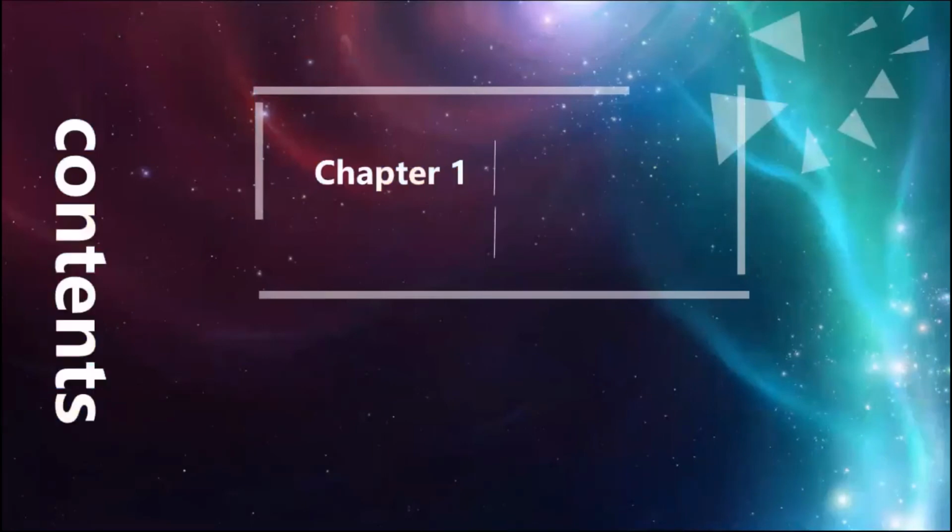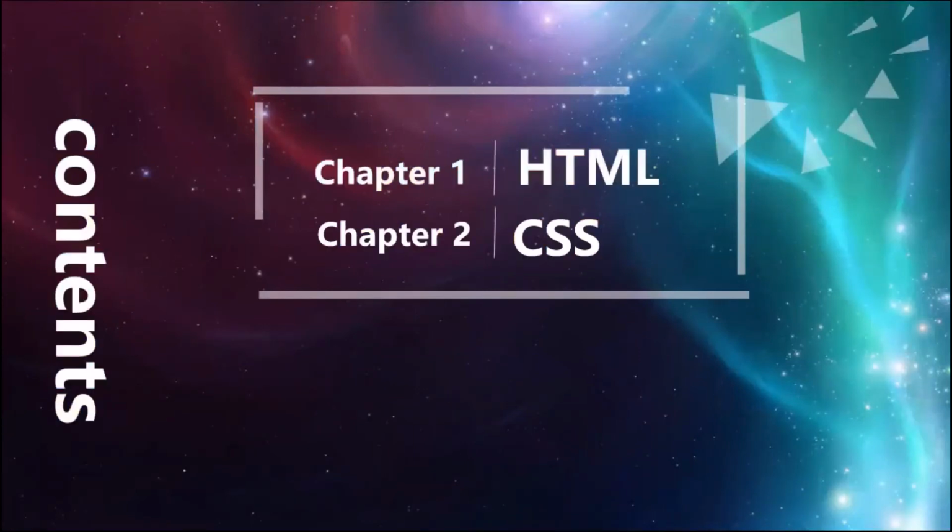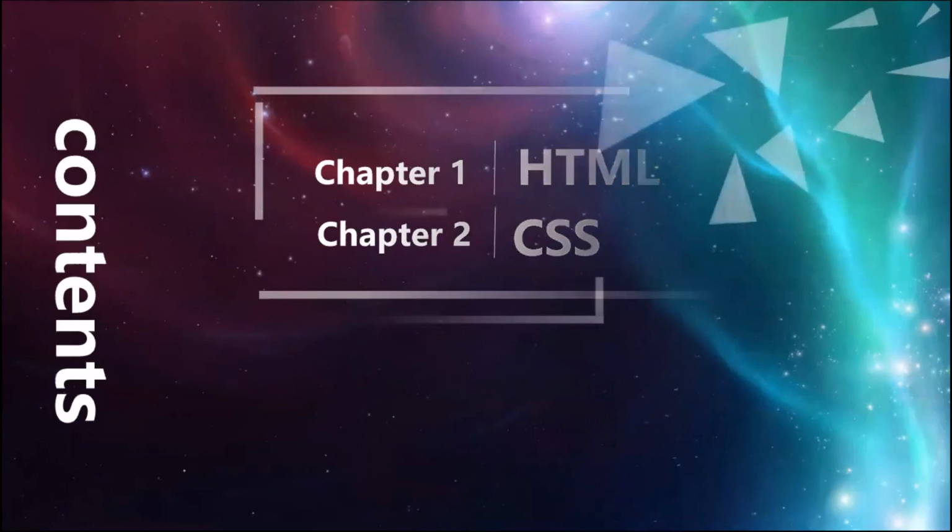So, our content is going to be: chapter 1 is going to be about HTML and chapter 2 is going to be about CSS.